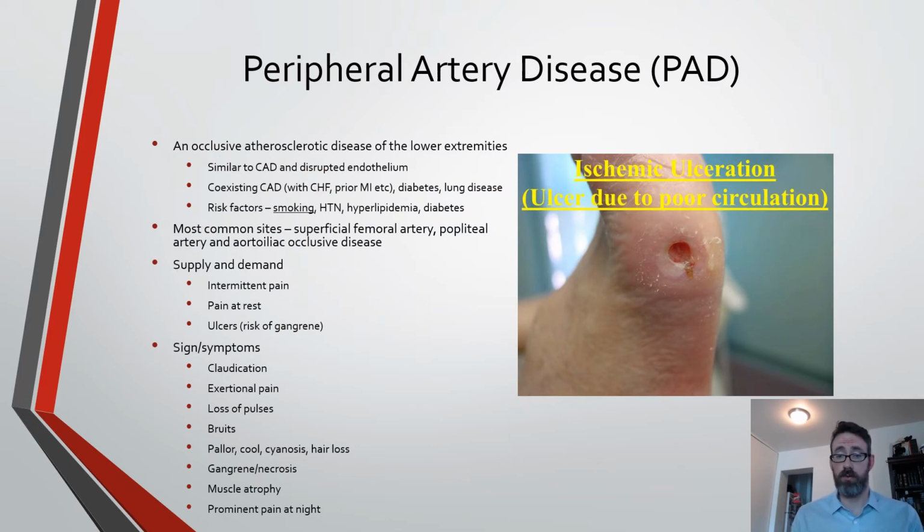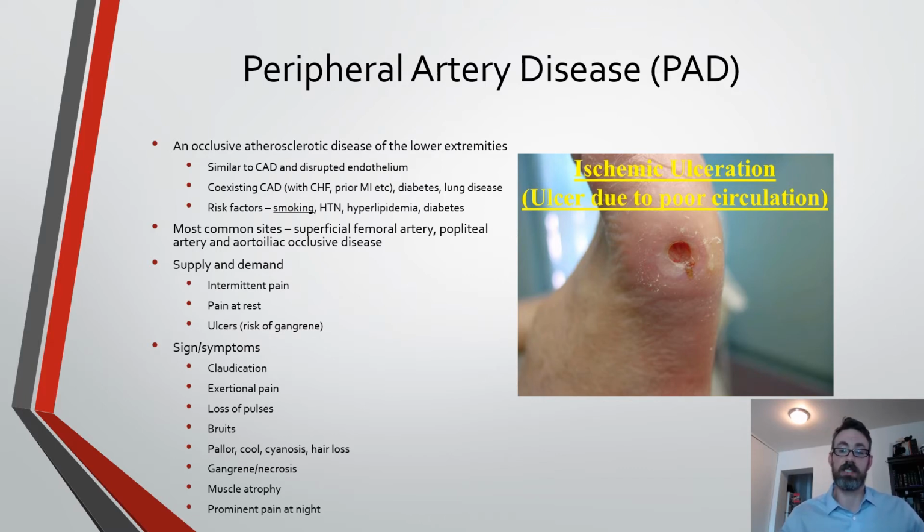Okay, so now we're going to move on to peripheral arterial disease, PAD. This is an occlusive type disease. So an occlusive atherosclerotic disease of the lower extremities. All right. Now, if you recall my ischemic lecture video, I talked about how occlusion of the coronary arteries led to ischemia downstream of the heart muscle.